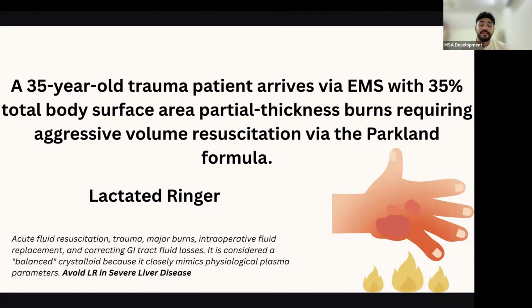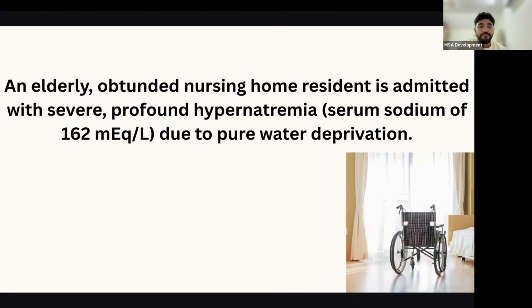Okay, why do we give lactated ringer and not normal saline? Because this one is considered one of the balanced crystalloids. Why? Because it mimics the physiological plasma parameters of the human very closely. So we give it to them, all right? We give it to patients also who have trauma, major burns, intraoperative fluid replacements, all right? However, I'd avoid giving a lactated ringer to patients with severe liver disease, okay? Now, if this patient, let's say he got stabilized, but however, he has very, very low levels of albumin, then I'm going to give him a colloid, okay?